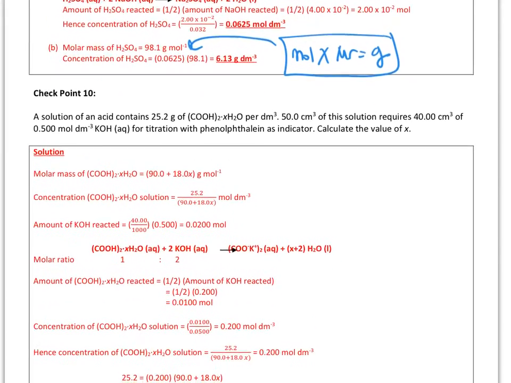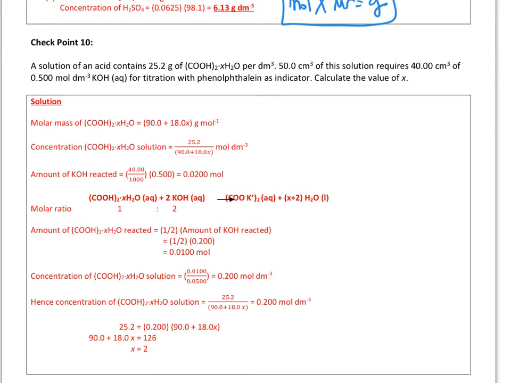Now let's move on to something a bit more challenging. So we have one example here. A solution of an acid contains 25.2 gram of your diacid, this diacid dot xH2O, per dm cube. 50 cubic cm of this solution requires 40 cubic cm of 0.5 mole per dm cube KOH for titration with phenolphthalein as indicator. Calculate the value of x. So I'm supposed to determine the value of x here. What I do is find out the molar mass, which will be 90, which is here, plus 18x, because this dot here represents plus. This H2O is 18, so 18 times x.